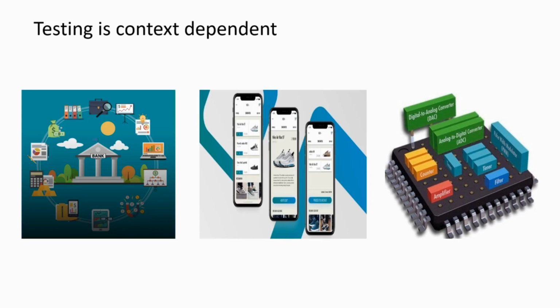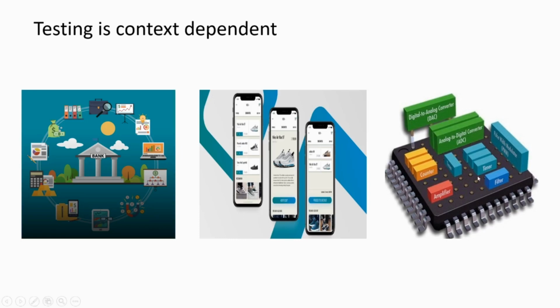For example, in a banking application, we are very much concerned about data security. For an e-commerce application on a mobile, we are very much concerned about how the display will be on different mobiles and how the application will work on different sets of mobiles, how it will work on iOS, how it will work on Android or Microsoft phones. So this can be the real challenge.